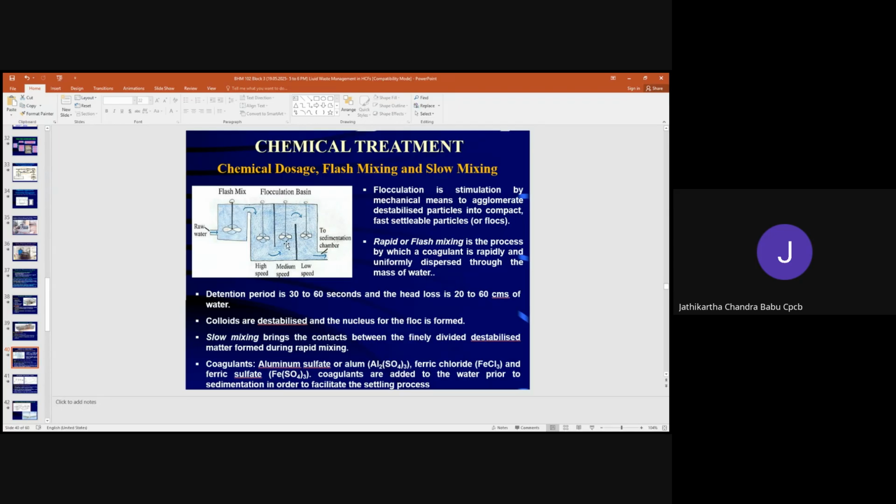Let us see what the process is here. Then it will go to chemical dosage, where in flash mixing the chemicals are applied in order to ensure the flocculation process is proper when it goes to the settling chamber.